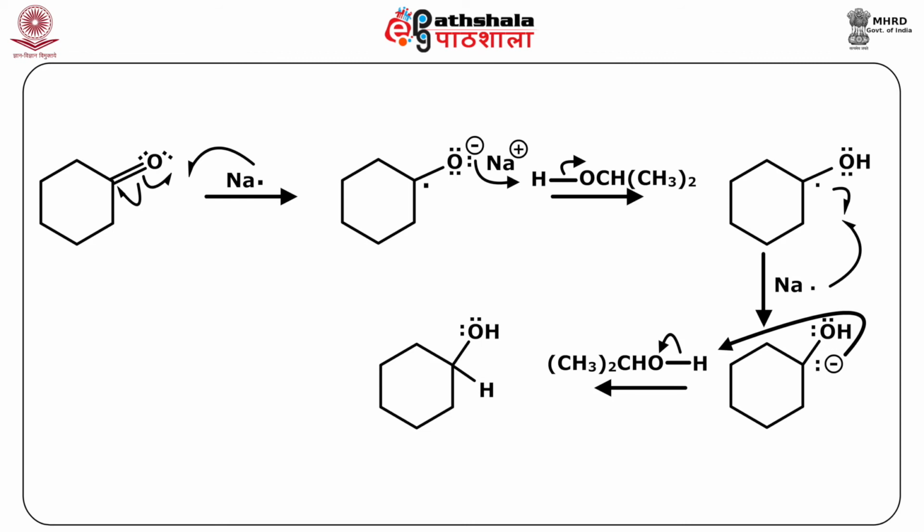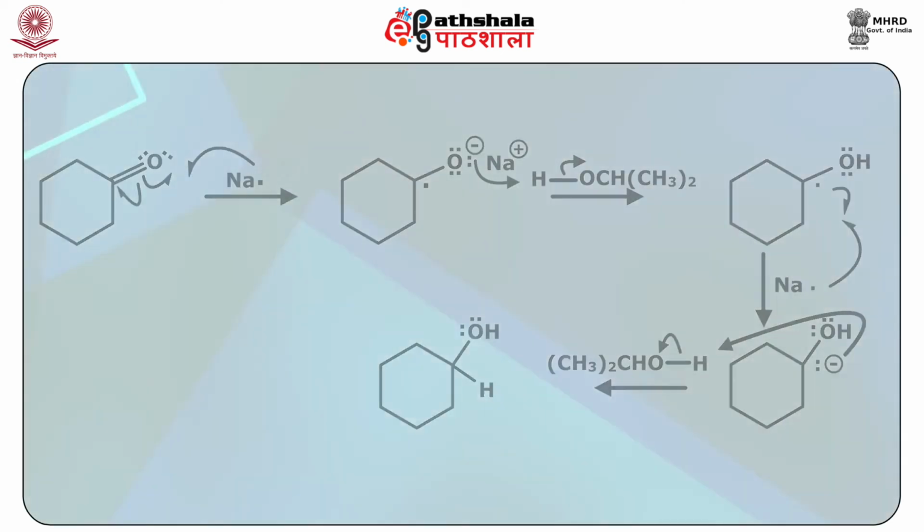The mechanism involves the transfer of an electron from the metal to the carbonyl group, forming a radical anion. A hydrogen from the alcohol solvent protonates the radical anion, producing a neutral radical intermediate. Then an electron from another metal atom transfers to the neutral radical intermediate to form a strongly basic carbanion, which takes up a proton and forms the alcohol as a product. This is all depicted here in the given mechanism.